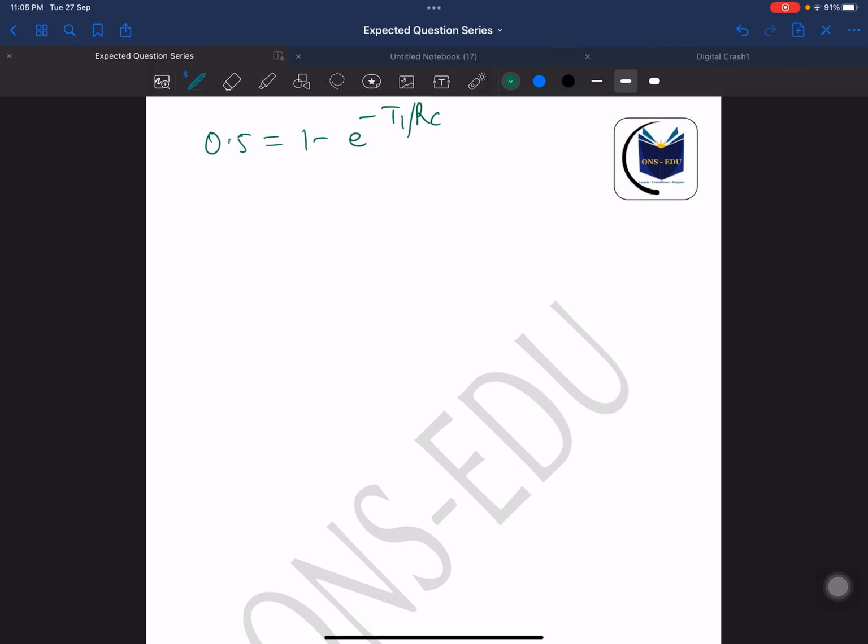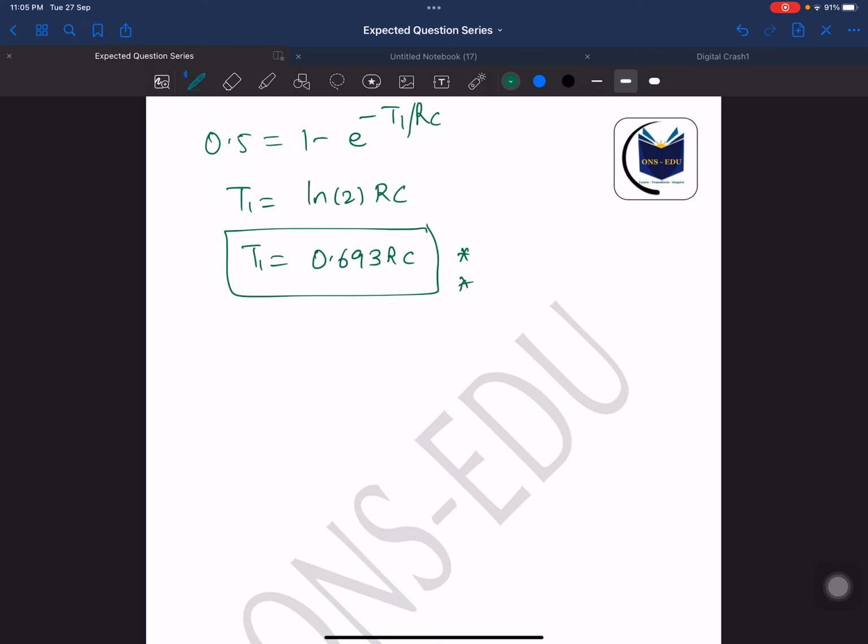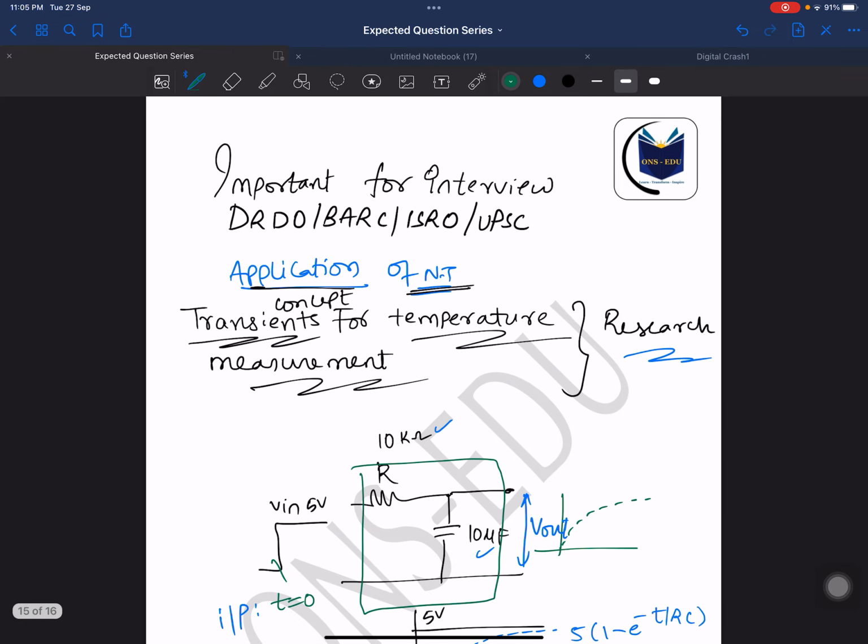Now let's calculate the value of t1. 1 minus 0.5 is 0.5. So t1 is equal to the natural logarithm of 2, ln 2, into RC. So t1 is equal to 0.693 RC. This much everybody knows. Please remember this value. Understood? Now remember this value: t1 is equal to 0.693 RC. All of us know this.